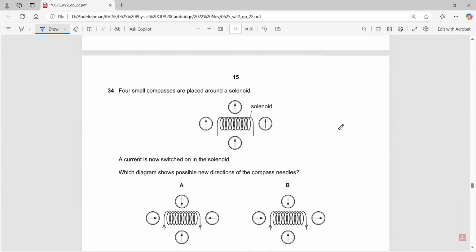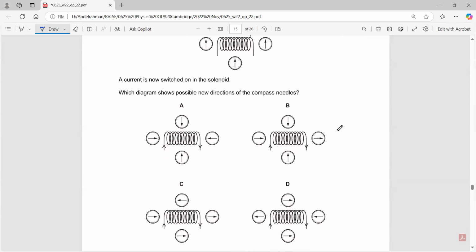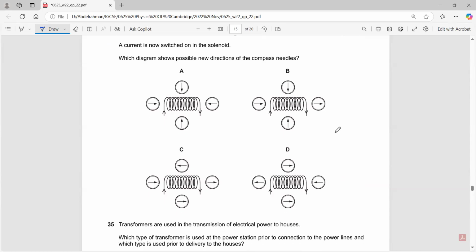34. Okay, a current is now switched on in the solenoid. Which diagram shows possible new directions of the compass needles? Okay. Can I cancel out two very wrong answers? Yes, A and B are definitely wrong. What about C or D? Should it be C or should it be D? You can cancel out C very quickly. Why can I cancel out C very quickly?